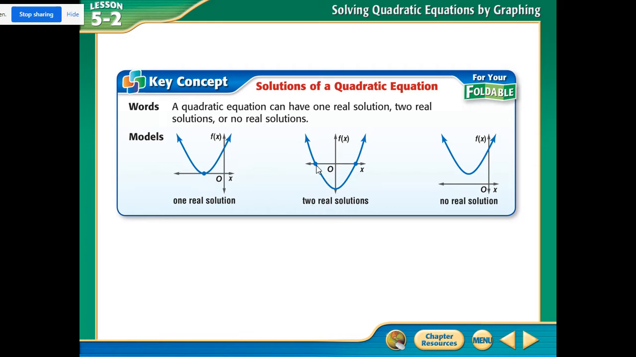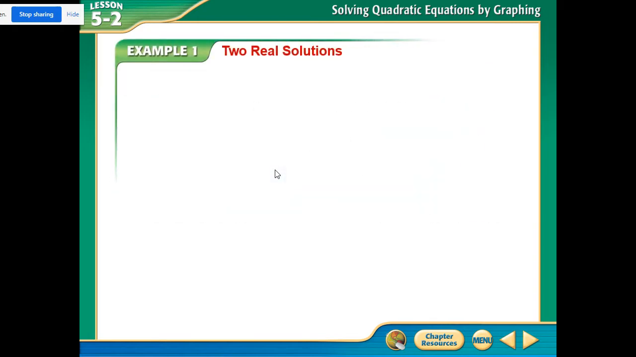Now it could have two real solutions. It could cross twice and have those two values there. Or it could have no real solutions. It has zero solutions because it never touches the x-axis. Now, we do say real solutions, and I will tell you much more about that later on in this chapter, but it is no real solutions in the third case. All right, let's go ahead and look at some of these.